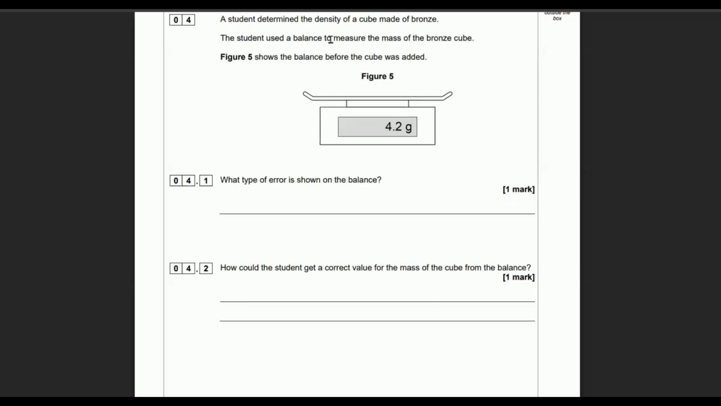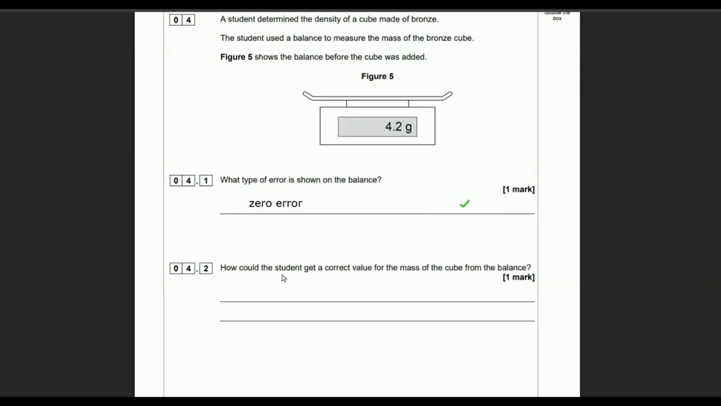Question 4. A student determined the density of a cube made of bronze. The student used a balance to measure the mass of the bronze cube, 4.2 grams. Figure 5 shows the balance before the cube was added. Ooh, 4.2 grams, and there's nothing on it. What type of error is shown on the balance? Obviously, now if he adds his bronze cube onto the balance, he's not going to get the right reading. What do we call this type of error where it's not on zero? We call it zero error. So your balance should read 0 at the start. This is known as zero error.